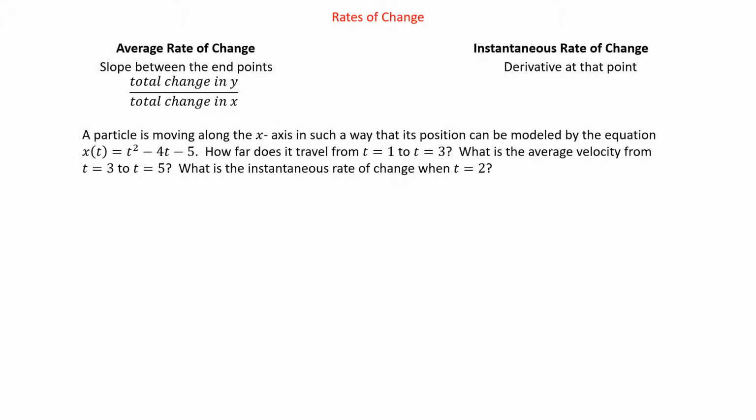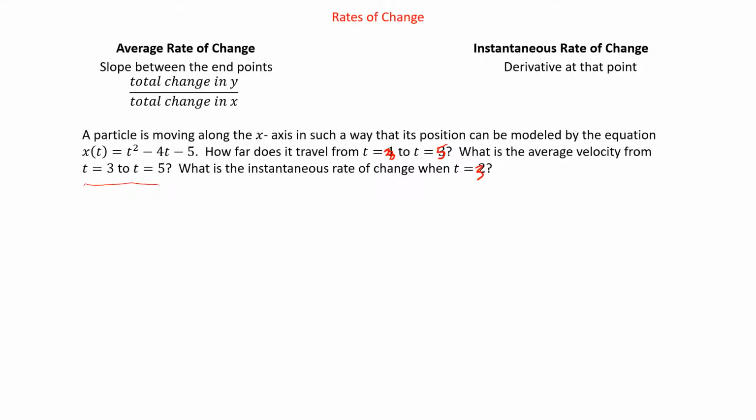A particle is moving along the x-axis in such a way that its position can be modeled by the equation x of t equals t squared minus 4t minus 5. How far does it travel from t equals 3 to t equals 5 seconds? What is the average velocity, and then what is the instantaneous rate of change when t equals 3? Sorry, I'm changing the example on us.